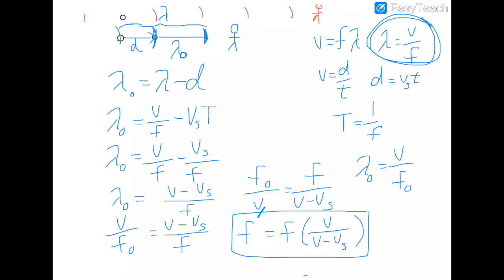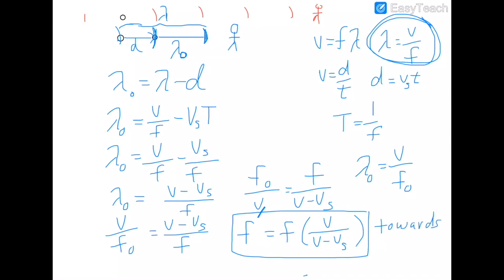Okay, so F prime is the frequency that you hear, and that's equal to the actual frequency of a sound times the speed of sound over the speed of sound minus how fast the object is coming towards you. And this equation here is for towards. This is coming towards you.